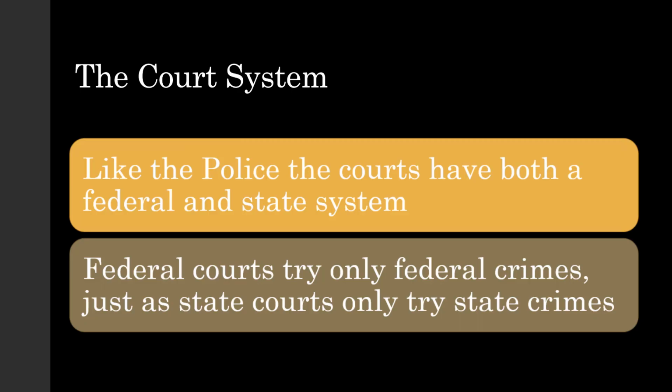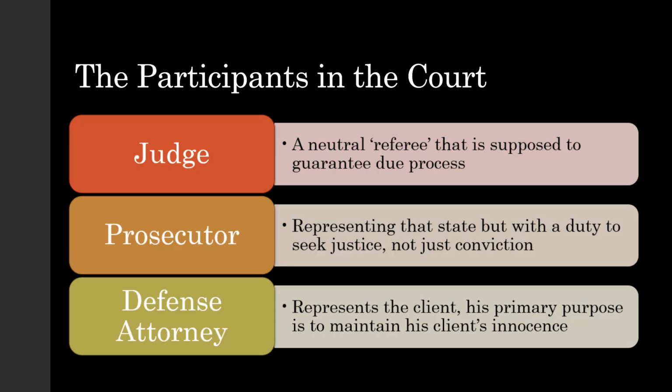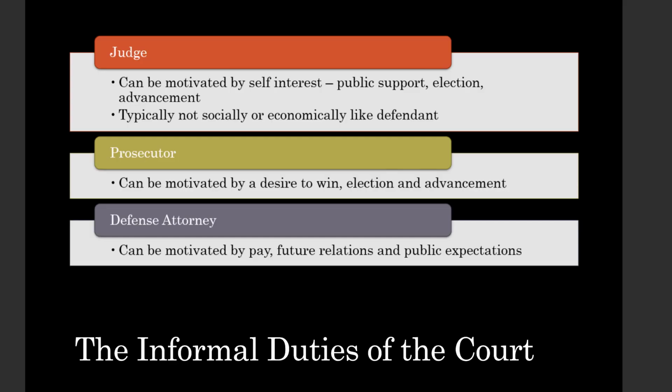All right, now the court system, like the police, there's both federal and state courts. Federal courts try only federal crimes, just as state courts try only state crimes. Who are the participants in this? Who are the players in this game? Well, you've got the judge, who is supposedly a neutral referee that supports and guarantees due process. You've got the prosecutor, who represents the state with a duty not only to convict, but also broadly to seek justice. And you've got the defense attorney, who represents his client, whose primary purpose is to maintain his client's innocence.